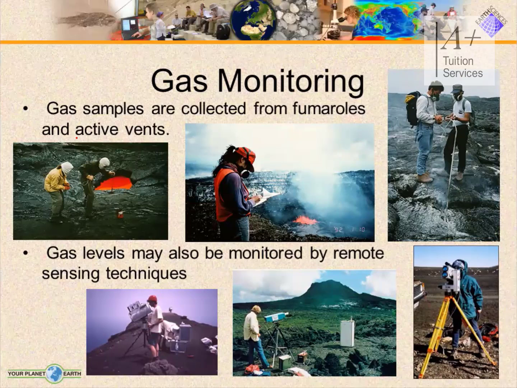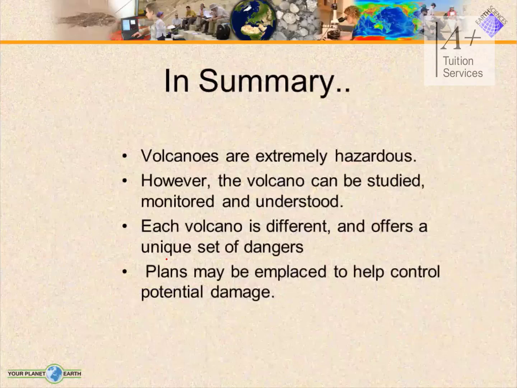Gas monitoring. Gas samples are collected from fumaroles and active vents. Fumaroles are like little cracks, as you can see here, or the actual vent. Gas levels may also be monitored by remote sensing techniques. So basically, it's just like how you would test the air. We would use that to determine if there are any impurities in the air or gases.